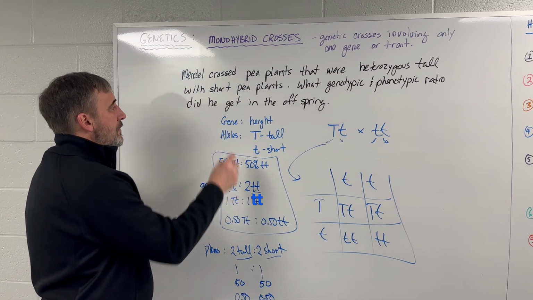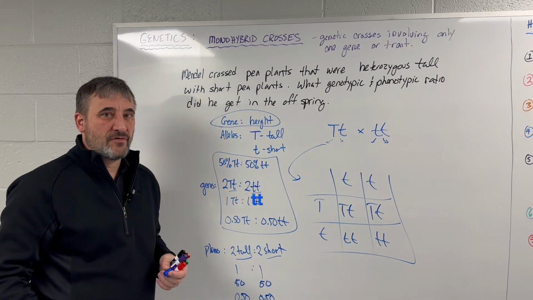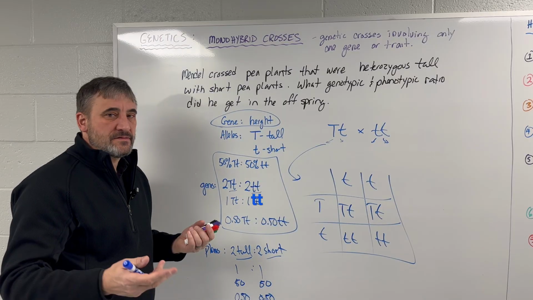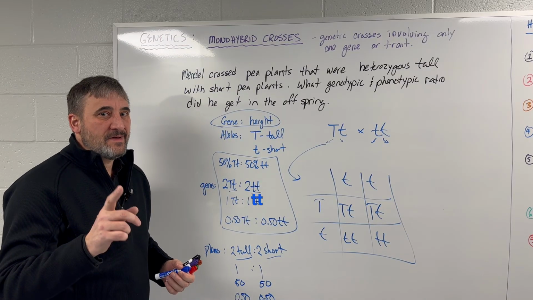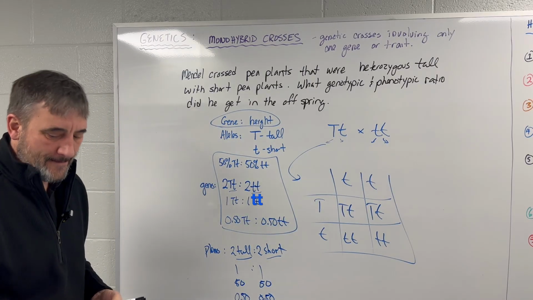Monohybrid cross. One gene comes in this case in 2 different forms, a dominant form and a recessive form. And yeah, so next I will show you a test cross.